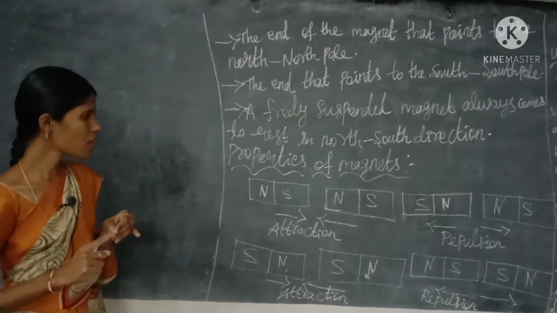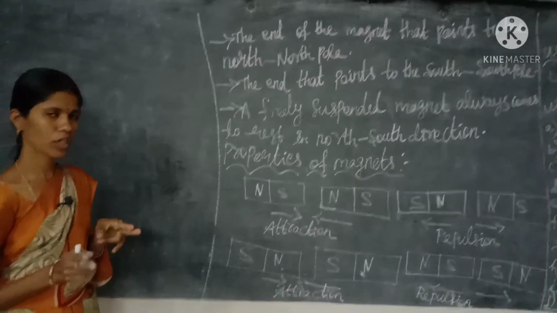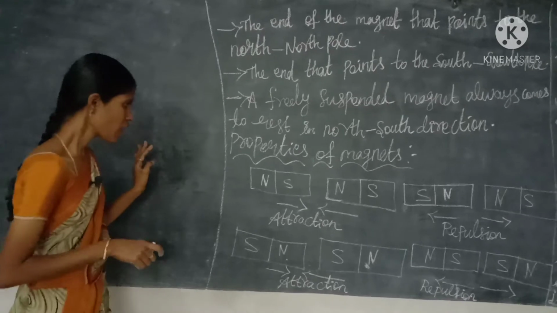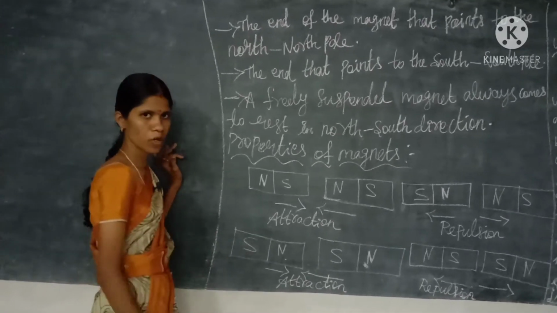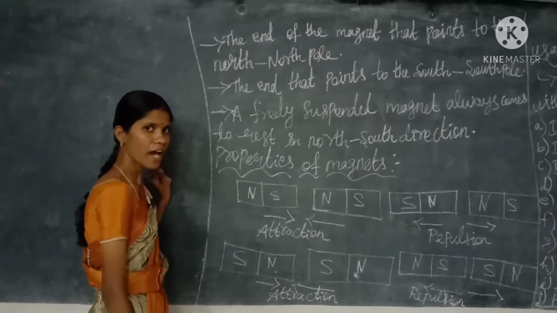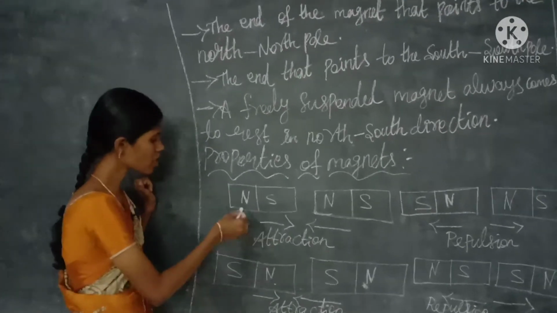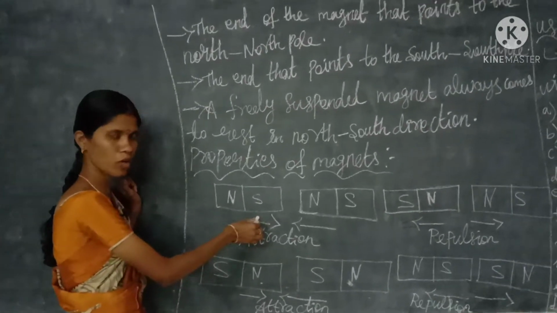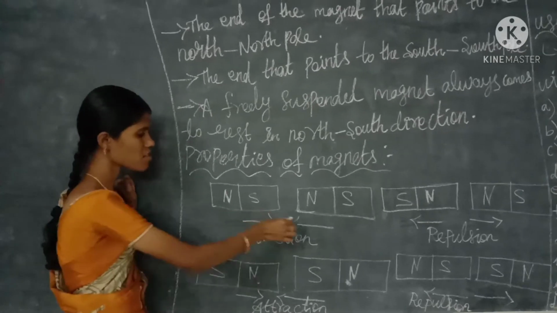Attractive property means, first take two magnets. Okay, take two bar magnets that will be rectangular in shape. Bar magnet which will have a rectangular shape. Okay, so one is the north pole and another one is the south pole. So this is the first magnet and this is the second magnet.